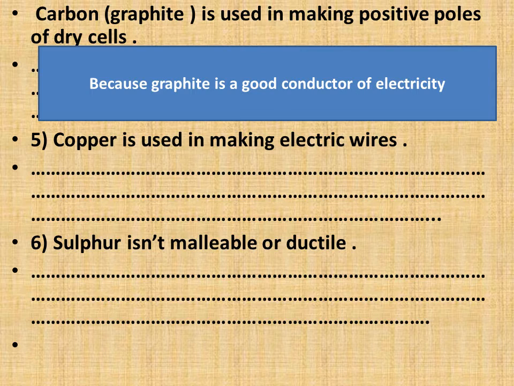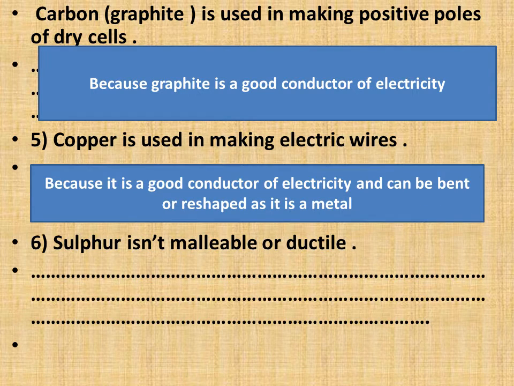Copper is used in making electric wires. Is copper metal or non-metal? Copper is a metal, and we know that metals are good conductors of electricity and can be bent and reshaped. So we use copper in making electric wires because copper is a good conductor of electricity and can be bent or reshaped as it's a metal.